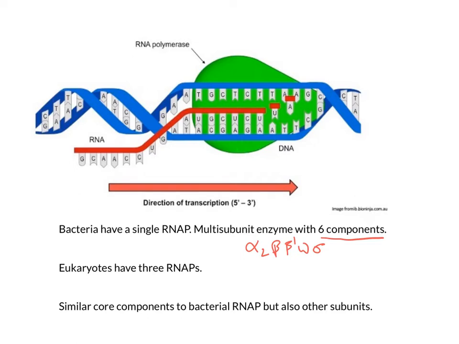Now, I don't want to focus on eukaryotic transcription and translation in this video, but as a comparison, eukaryotes have 3 different RNA polymerases, designated 1, 2, and 3. And each of these types of RNA polymerases transcribe a different set of genes, with RNA polymerase type 2 transcribing all of the protein encoding genes. Now, the eukaryotic RNA polymerases have similar core components to bacterial RNA polymerase, but often have other subunits as well.